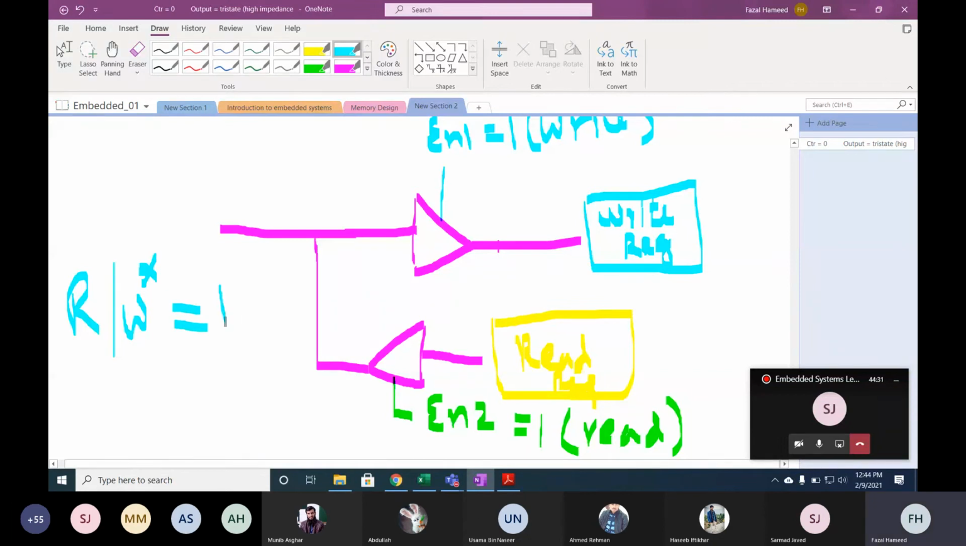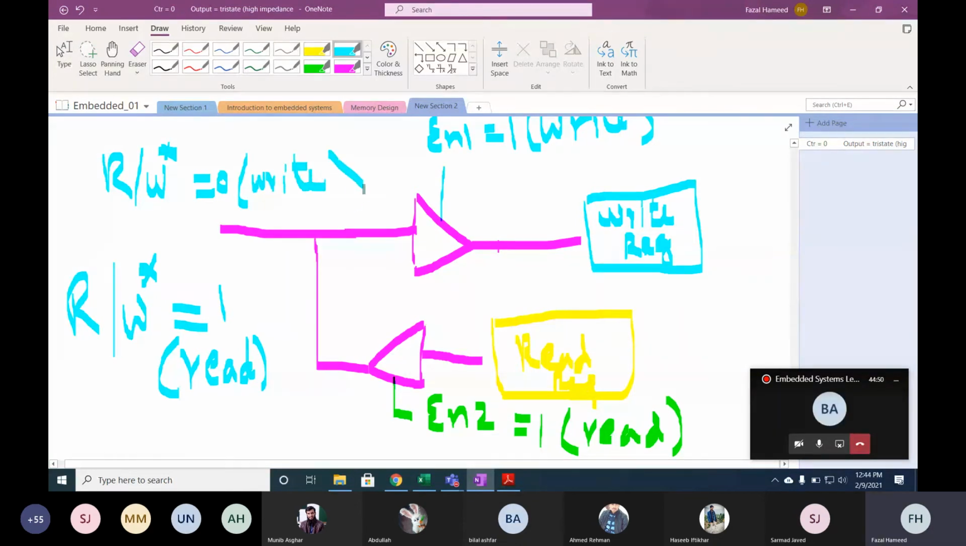When read write bar is 1, what does it mean? Read. It's the read operation. And when read write bar is equal to 0, then it will write. Write operation. Now, if I say read write bar equal to 1 is a read operation and read write bar equal to 0 is a write operation, what should we do? Which signal should be connected to enable 1 and which signal should be connected to enable 2? How can we connect it to enable 2?